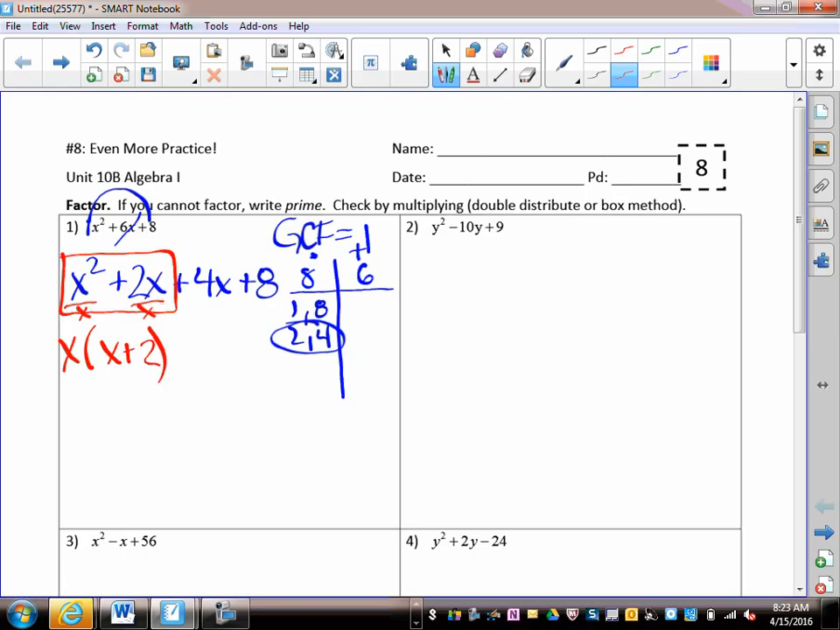Now my next box. My next box, what's my GCF? Good, alright. Alright, Jason. If my GCF is 4, what's left behind? Good. Plus 2. Good. End of the box, end of my parentheses.